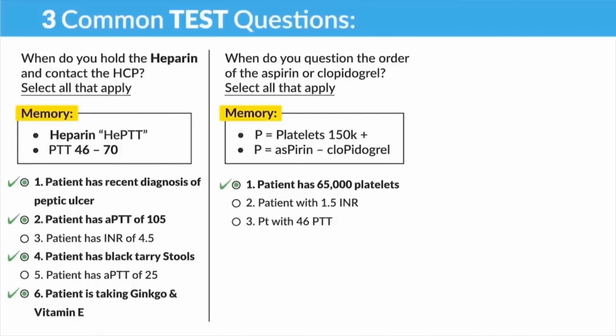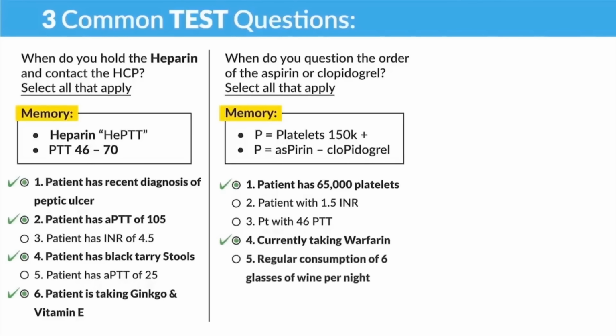Again, that's heparin with hepit, the frog, so no, not a platelet thing. Number 4, currently taking warfarin. Yes, guys, we want to hold this medication because we don't mix aspirin or clopidogrel with an anticoagulant. And number 5, regular consumption of 6 glasses of wine per night. Guys, we're not doing alcohol for sure.